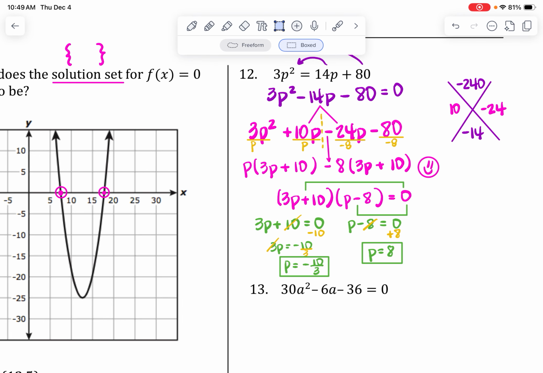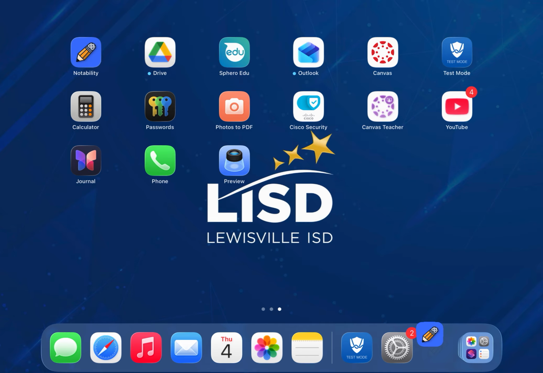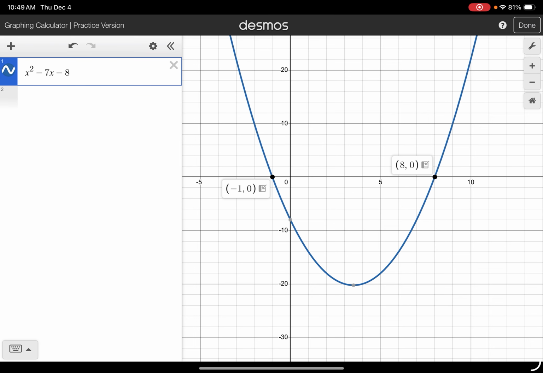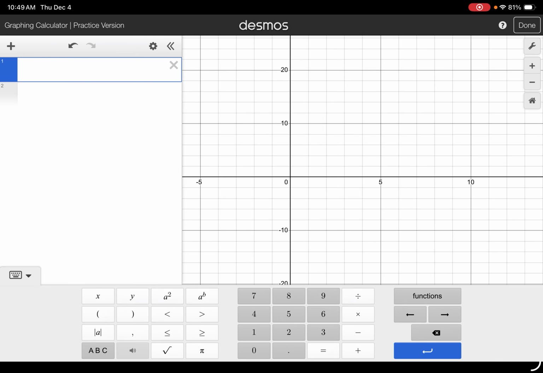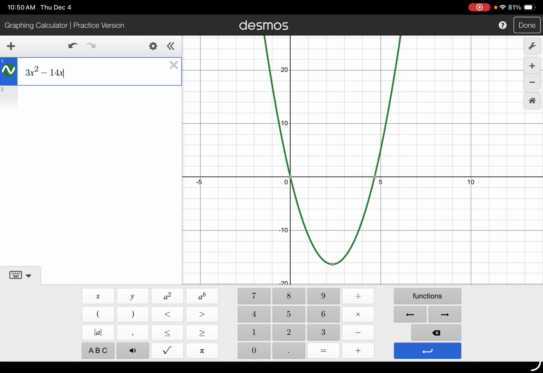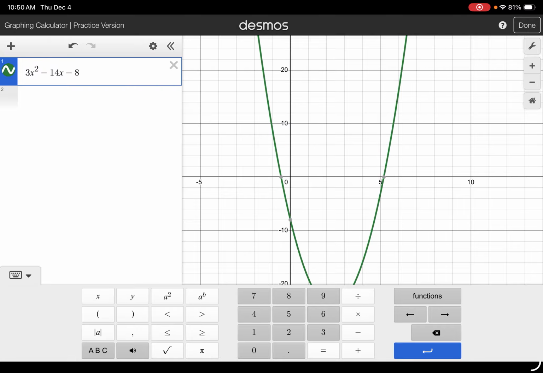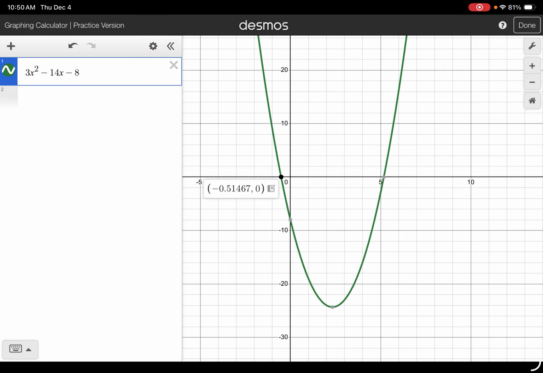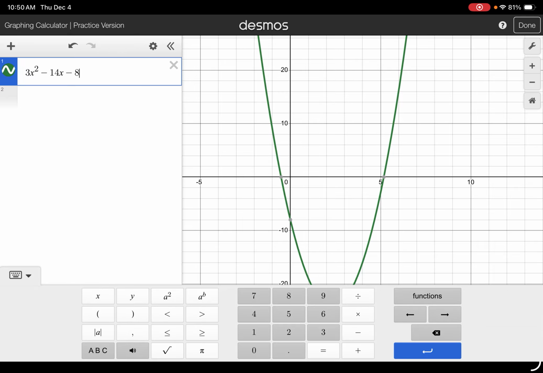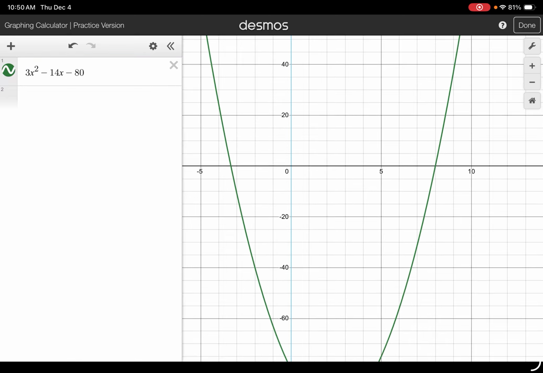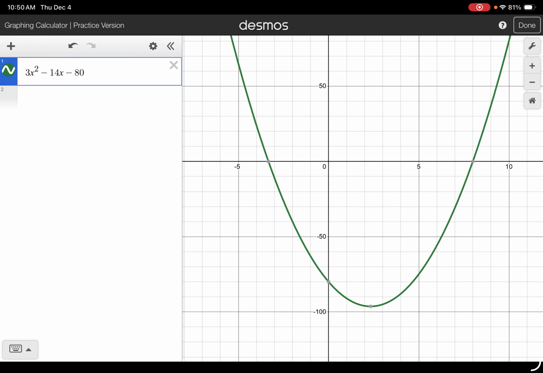All right, you know what's coming next. I'm totally going to go to Desmos, and I'm going to check my answer. Because again, this test is worth a lot of points. And so I'm going to type in 3x squared minus 14x minus 80, and I'm going to go look at those solutions. And I totally did not put 80. There we go. That's better. I was about to freak out for a second.